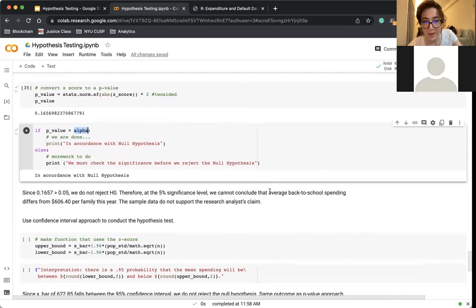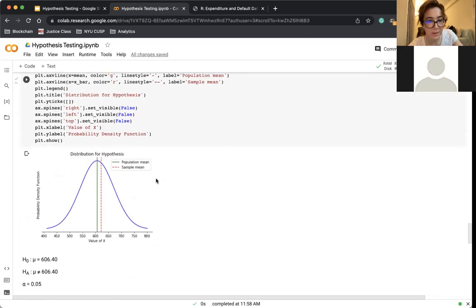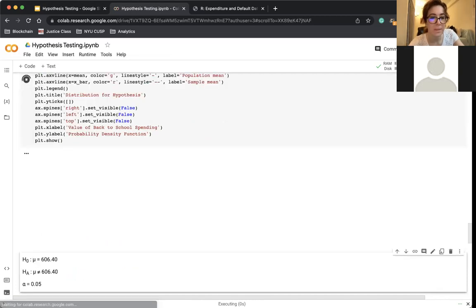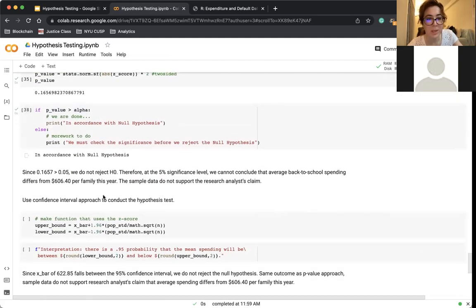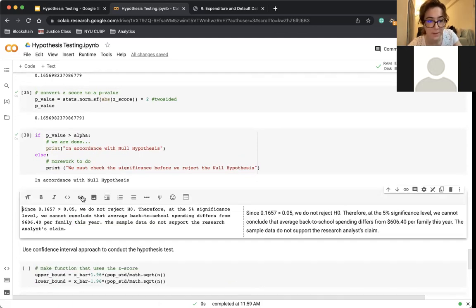Okay, and this was something about back to school spending. So let me bring this back into here. Value of, so this was something about back to school spending, and our p-value of 0.1657 is greater than our statistical significance threshold of 0.05. Therefore, we fail to reject the null hypothesis, or, you know, we do not reject.